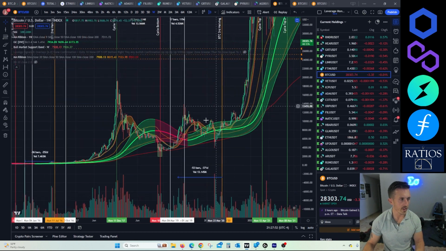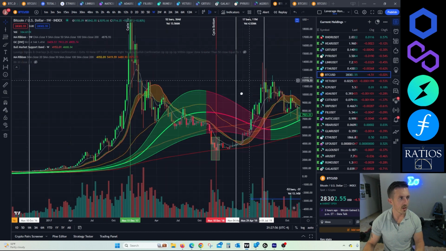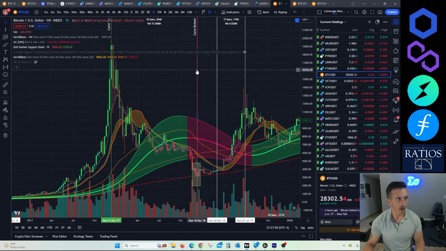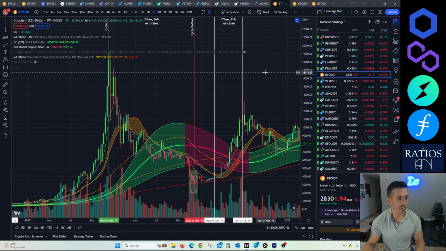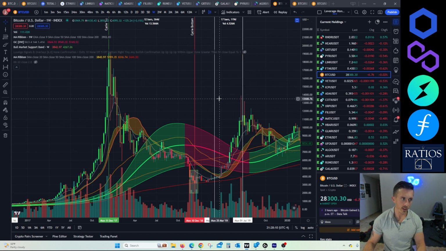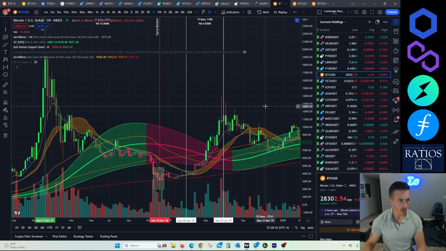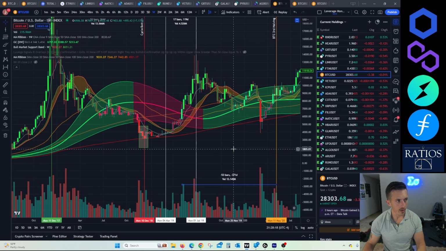2019, which is not as relevant, but we're going to look at it anyway. From the top to the bottom is almost the identical number of days as it was in this cycle. From the top to the break of the Gaussian channel and the bear market rally, almost the exact number of days as it was in the 2019 cycle. That's something to note. However, what we don't see here is the same action.